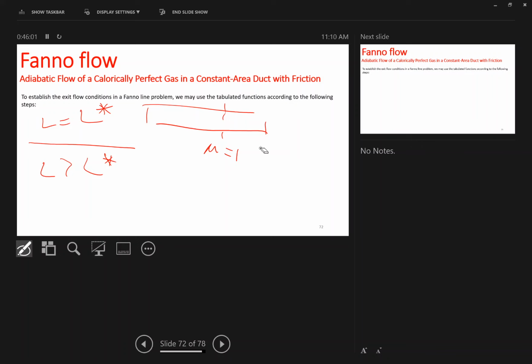Let me ask you this. Let's say you have the choking, right? Choking happens, so what is going to change? What are we going to see after this? That's my question. After M equals 1.